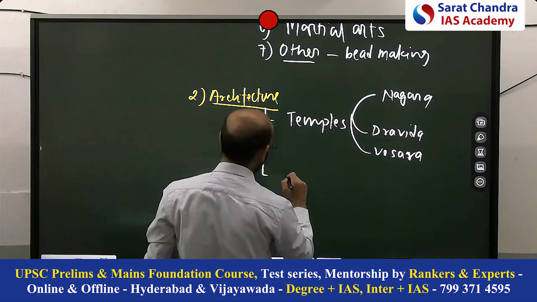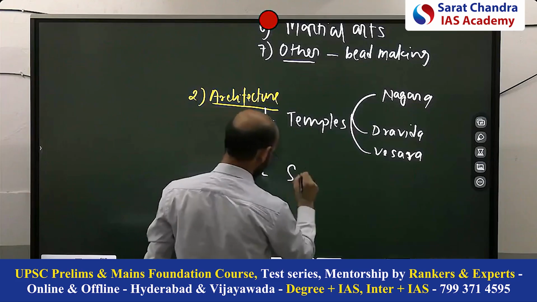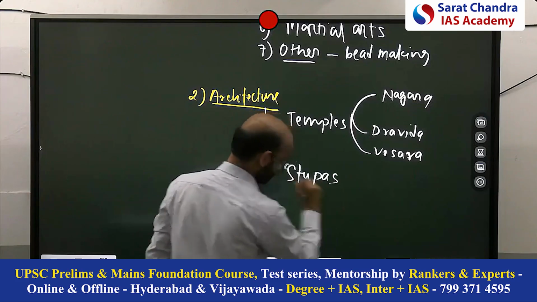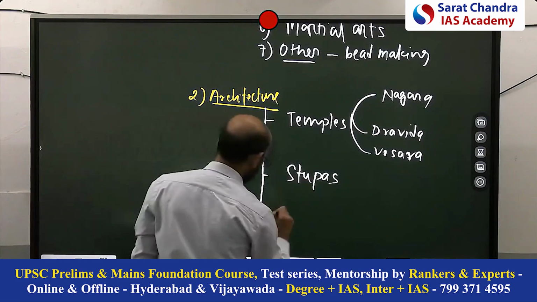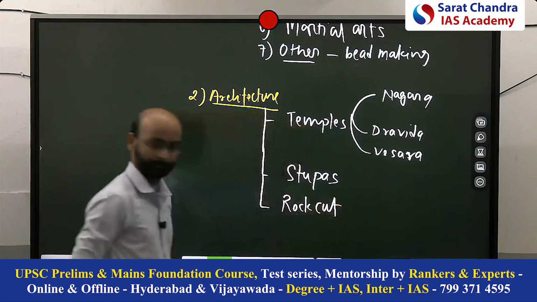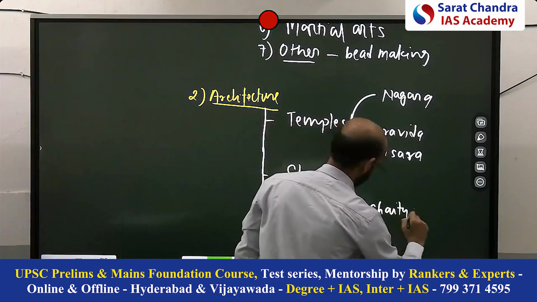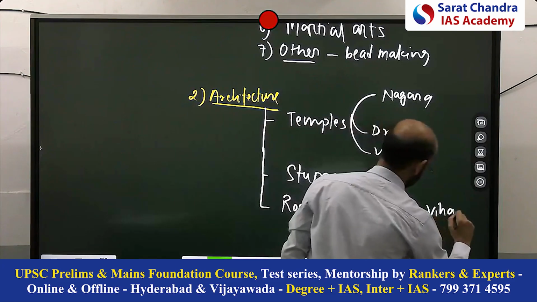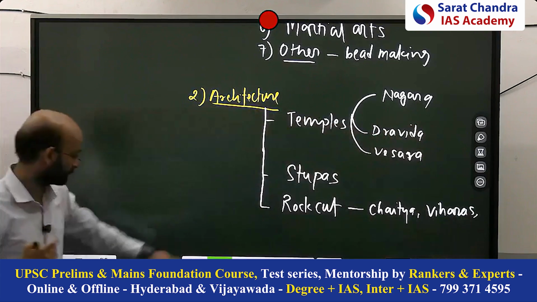Then you have the mosque, stupas, Buddhist stupas. You also have rock cut architecture, like Chaitya, Vihara, and temples also, rock cut temples, the Kailasanatha temple.